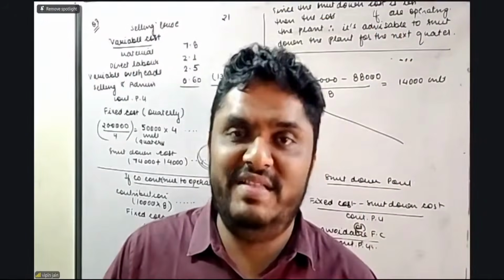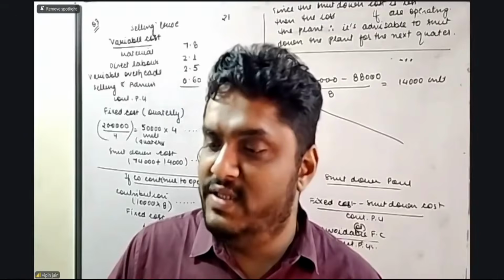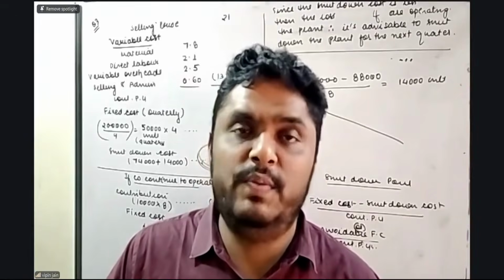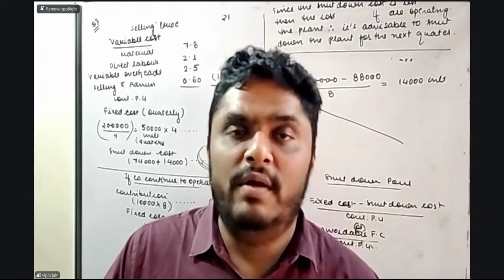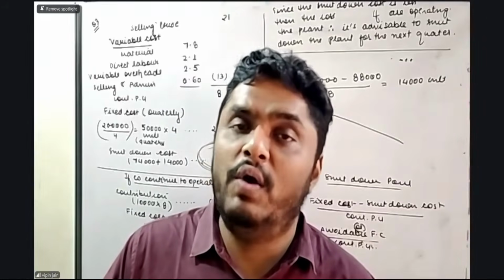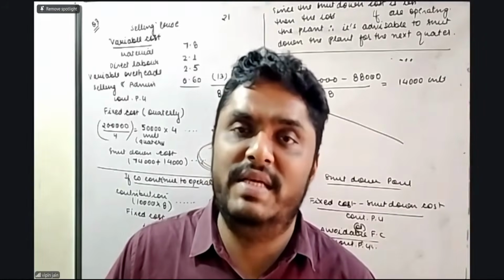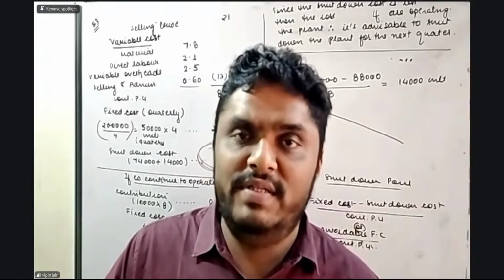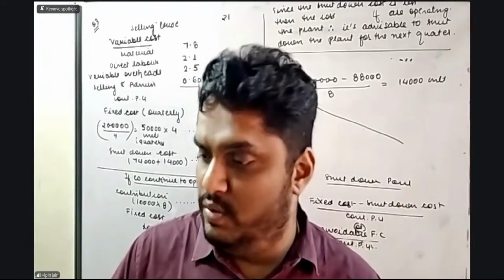Welcome back, my friends. So we are done with the concept of shutdown point. Now let's proceed further with the next concept, wherein two products are given and one fixed cost is given. So how to calculate the combined break-even sales, the individual break-even sales, and the combined PV ratio.